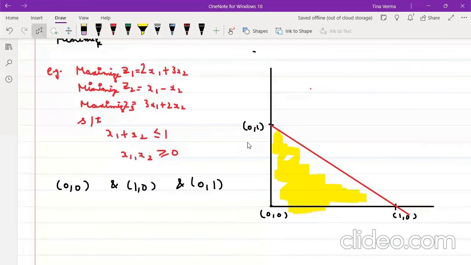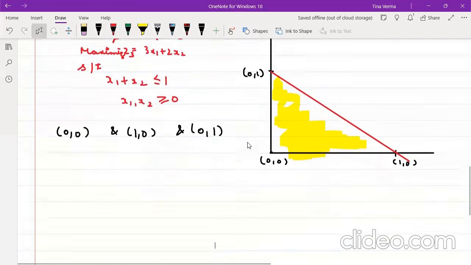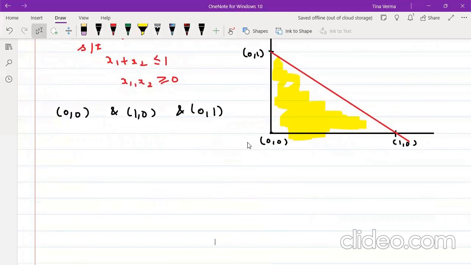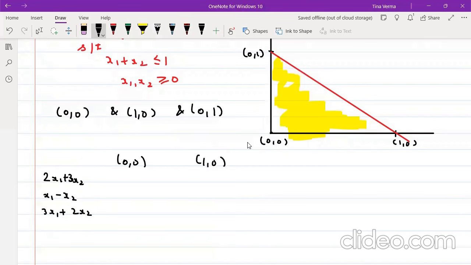So now we check the objective functions, because I have to tell you one definition, efficient solution and efficient frontier. That's why we are not converting into one objective, right? We have the first objective 2x1 plus 3x2, then x1 minus x2, 3x1 plus 2x2, and the points 0, 0, 1, 0 and 0, 1. So what are the objective function values? At 0, 0 the values will be 0, 0 and 0. At 1, 0 it will be 2, 1 and 3. And at 0, 1 you will have 3, minus 1, 2.